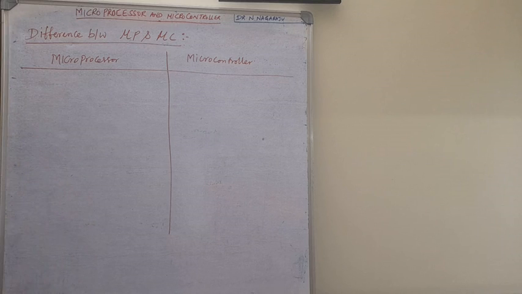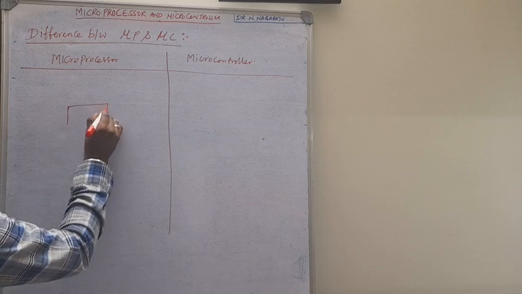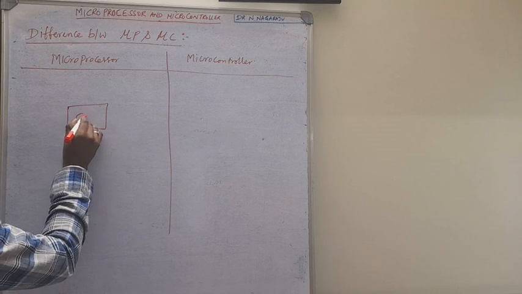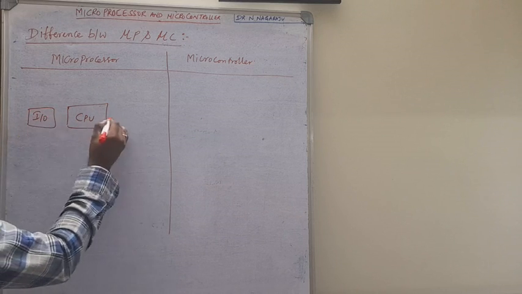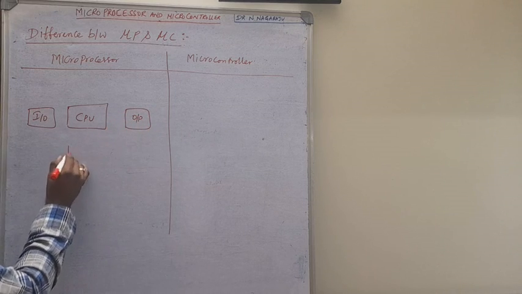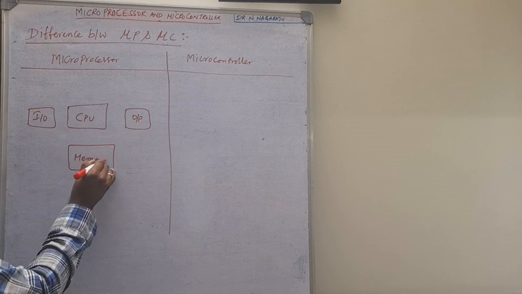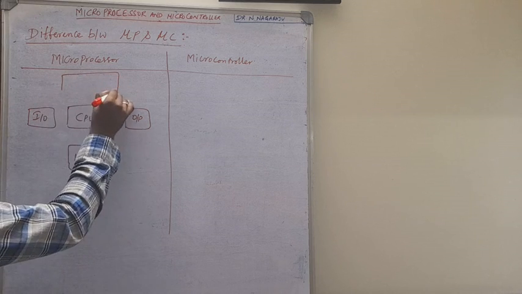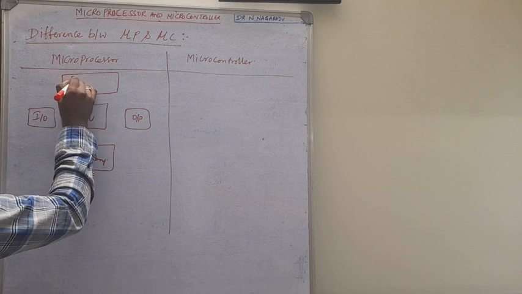I am going to explain with one small example. In both microprocessor and microcontroller systems, there is a CPU, and also input and output in a basic system. There is also memory, and peripheral devices, such as timers.